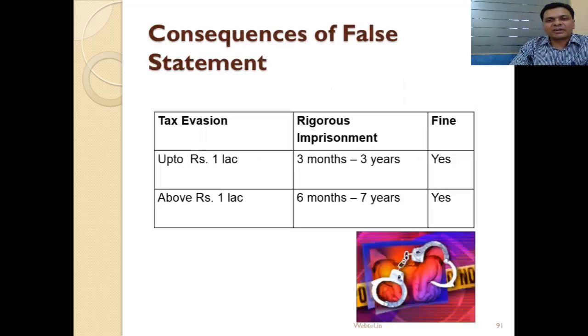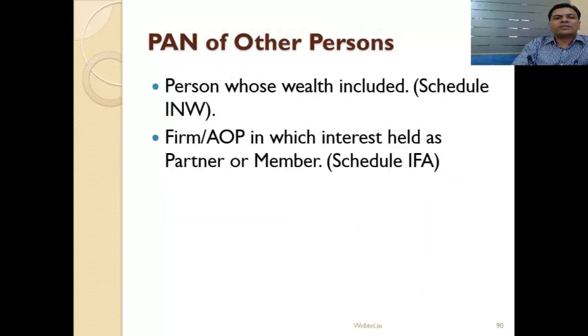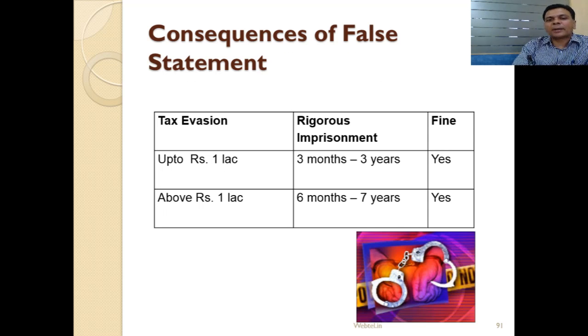Now, many a times we are filing these returns without even understanding the consequences of what we are signing or e-filing. So what are the consequences? Let us see. If there is a tax evasion up to 1 lakh, there is rigorous imprisonment from 3 months to 3 years. I repeat, rigorous imprisonment, which is called Qaid ba Mushakkat, and fine also. And if tax evasion is above 1 lakh, then rigorous imprisonment from 6 months to 7 years, and fine also. So please ensure there is no false statement in the wealth tax returns, even in income tax returns also.